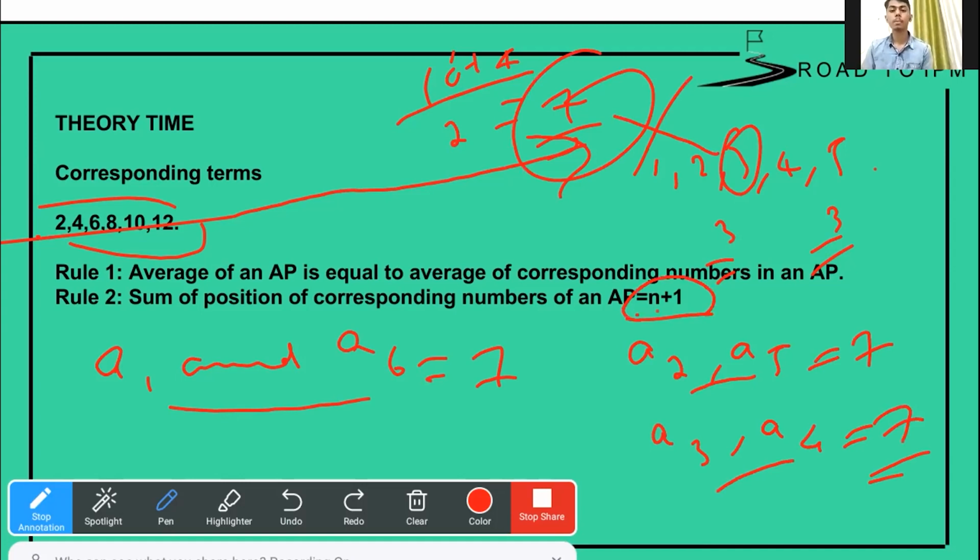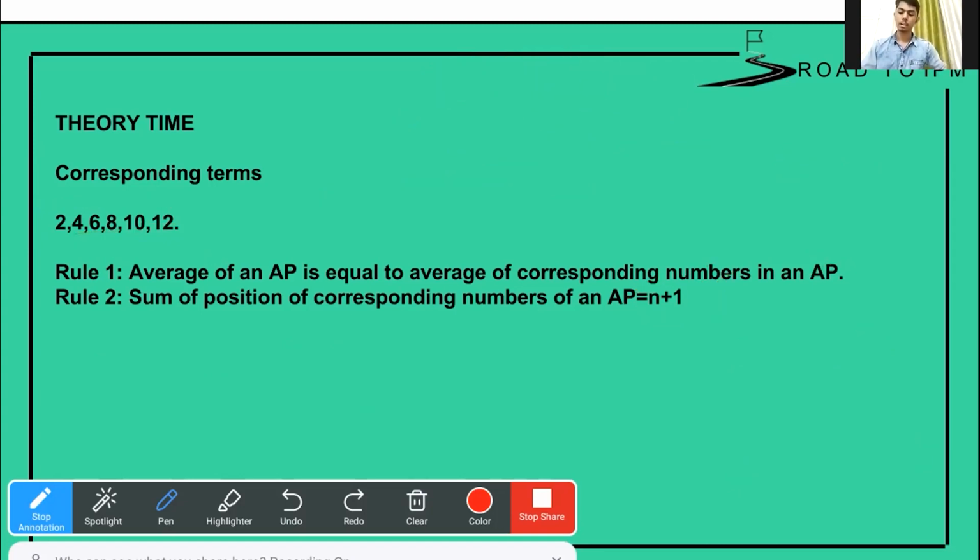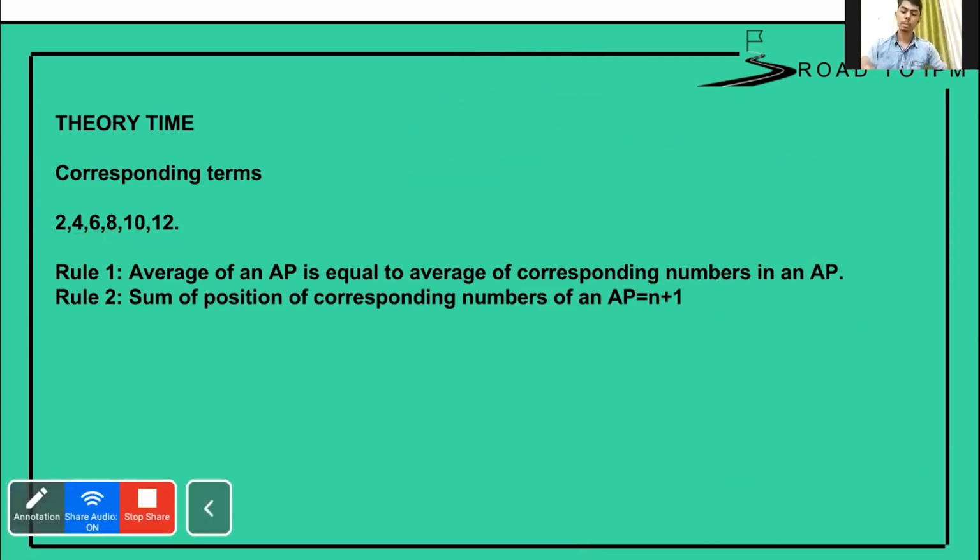What is n? Total number of terms. And here is 6. 6 terms, right? So A3 plus A4, or the third and fourth term, would be corresponding terms if there are 6 terms in the AP. I hope you got the points. Right. Now, with this in mind, let's get to the previous question.